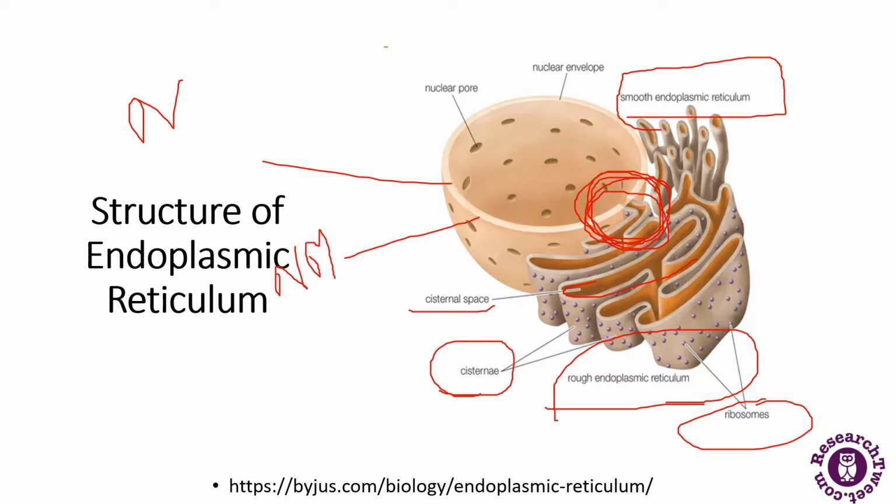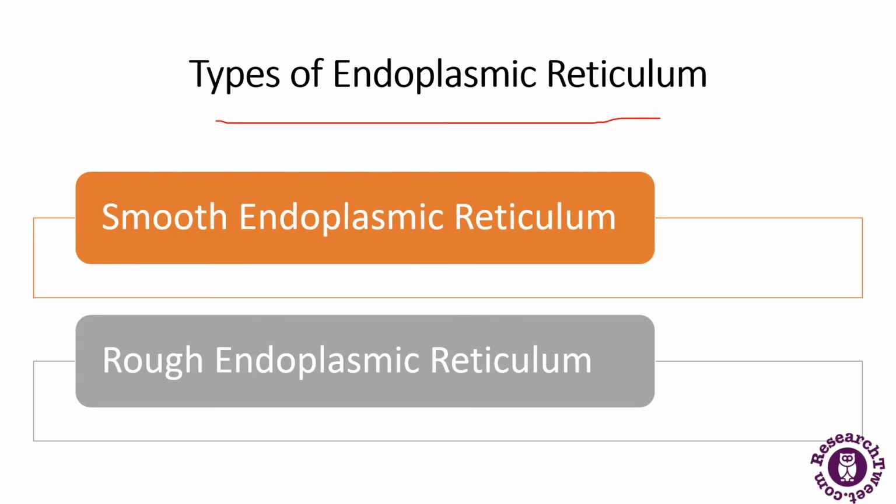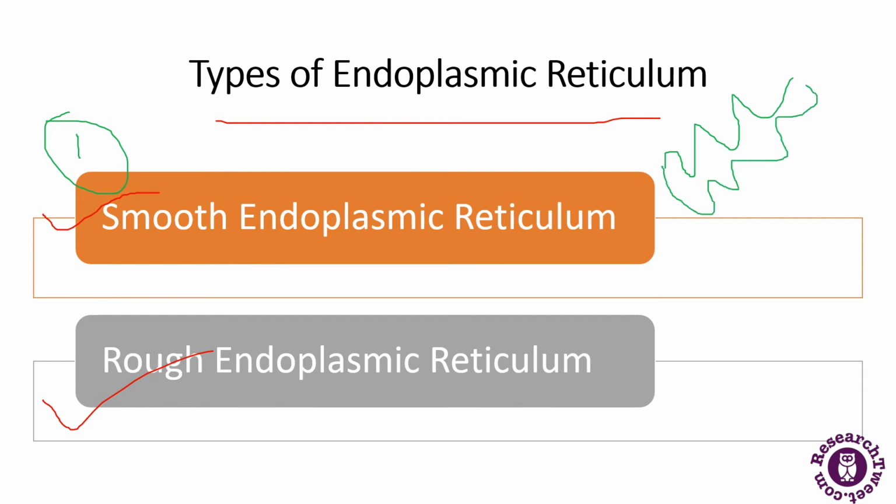endoplasmic reticulum. Now, as we have been discussing, there are two types of endoplasmic reticulum: smooth endoplasmic reticulum and rough endoplasmic reticulum. What are these? We will talk about smooth endoplasmic reticulum first. It does not have ribosomes, unlike the rough endoplasmic reticulum. So it has a very smooth kind of structure, it does not have ribosomes on it, and it has a tubular form.